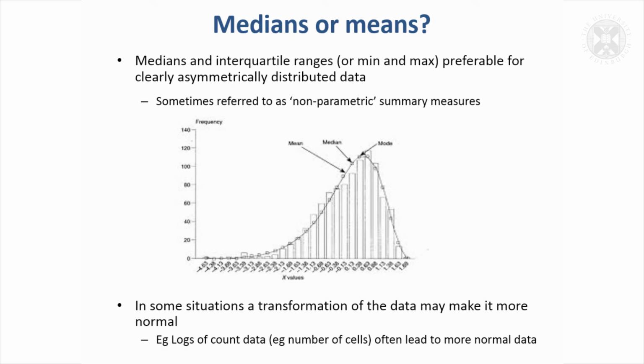Another thing to think about, which we'll be talking about when I come on to statistical analysis, is that sometimes a transformation of the data can make it more normal. A common one to use is to take logs. If you've got something where you're counting things, for example, numbers of cells, taking logs can lead the distribution to be more normally distributed. And of course, there are other transformations you could do, like taking the square root of the data, or more sophisticated ones that might make the distribution look a bit more symmetrical.